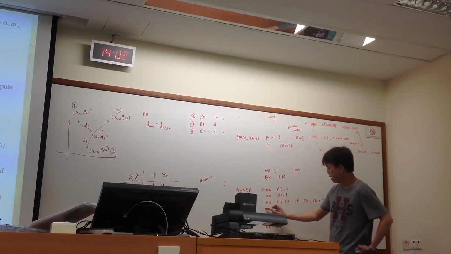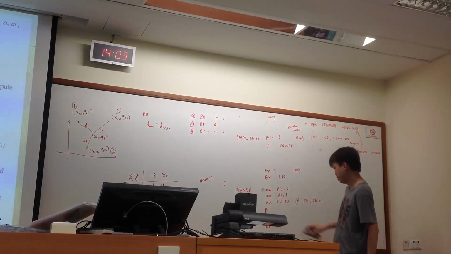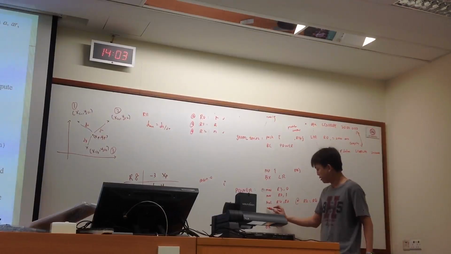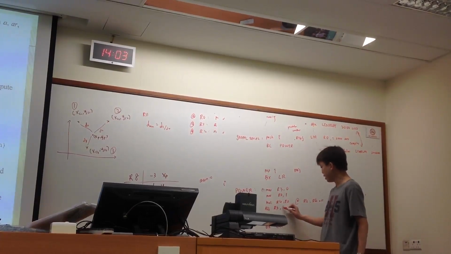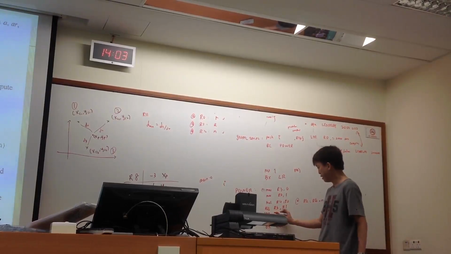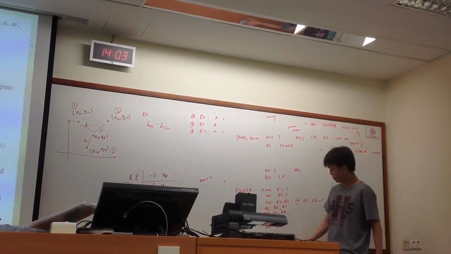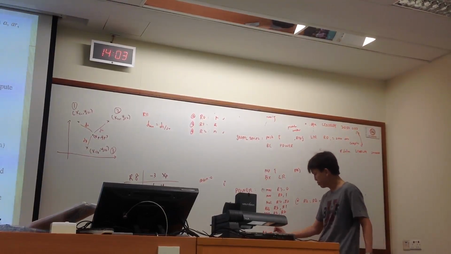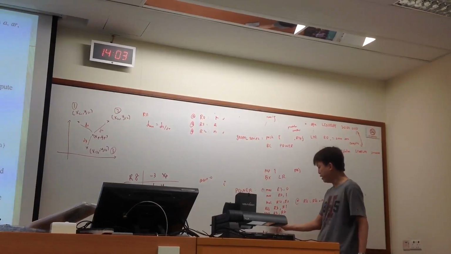Then I check branch. I need to compare. I need to ADD R3 by 1. Then I compare R3 with R2. Then branch, B not equal, power.